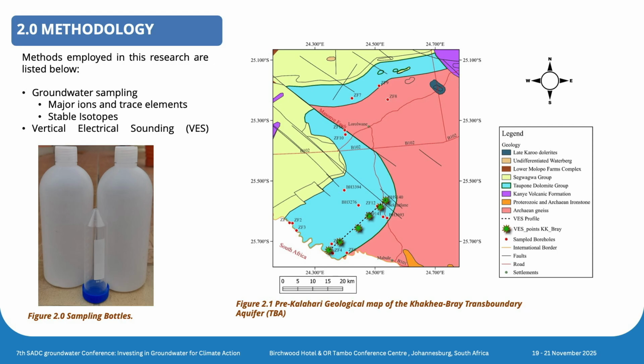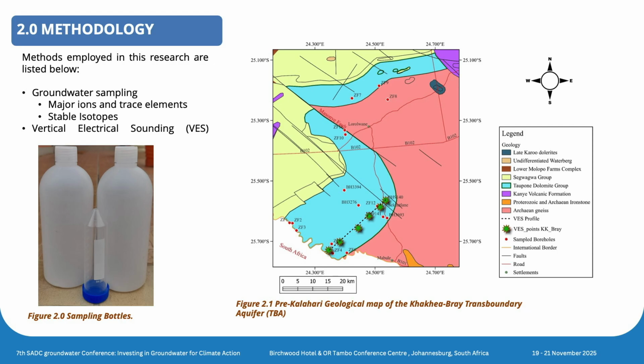Before collecting samples, we made sure that we purged the boreholes for 10 to 15 minutes. From the samples, we collected cation samples, anion samples, as well as isotope samples, which were collected using these centrifuge tubes. The cation samples were acidified using nitric acid, and the anion samples were not acidified. The cations were analyzed at the geochemistry lab at the University of Botswana. The anions were analyzed at the Okavango Research Institute in Maun in Botswana.